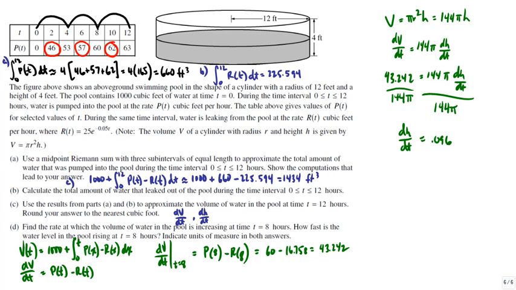Okay, and then we need to discuss the units of both of those answers. So dV/dt at time t equals 8 is 43.242, and that is going to be the rate of change of volume with respect to time, so that's going to be cubic feet per hour. And then for dH/dt, height is a linear quantity, so that's feet. So that's going to be 0.096 feet per hour. And that brings us to the end of this problem.